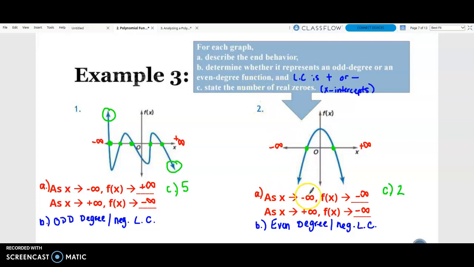Number 2, on the left side, the arrow is going down, so negative infinity. On the right side, it's also going down towards negative infinity. So since they're both going the same direction, the polynomial is an even degree, and since the right side is going down, it's a negative leading coefficient. And looking at the zeros, there's 2 of them.